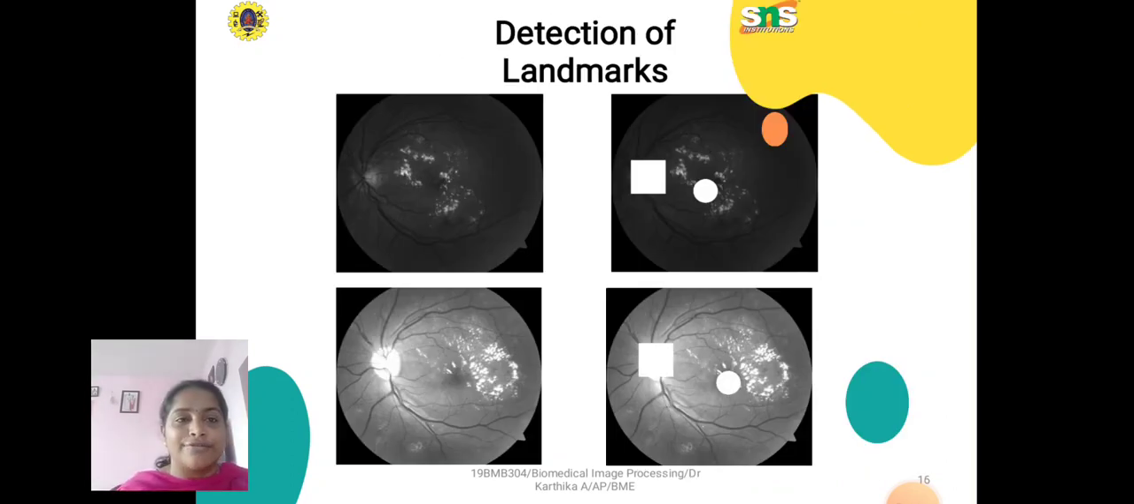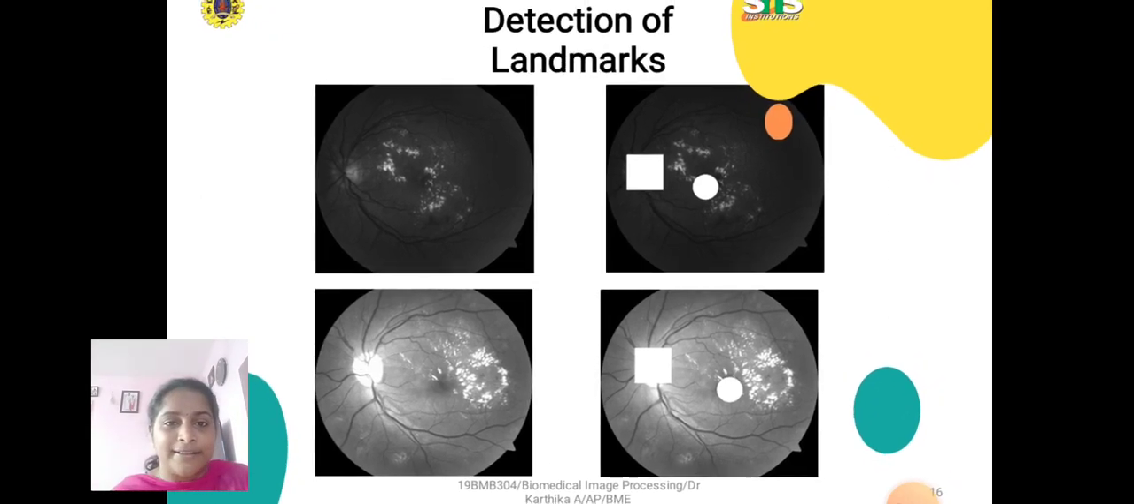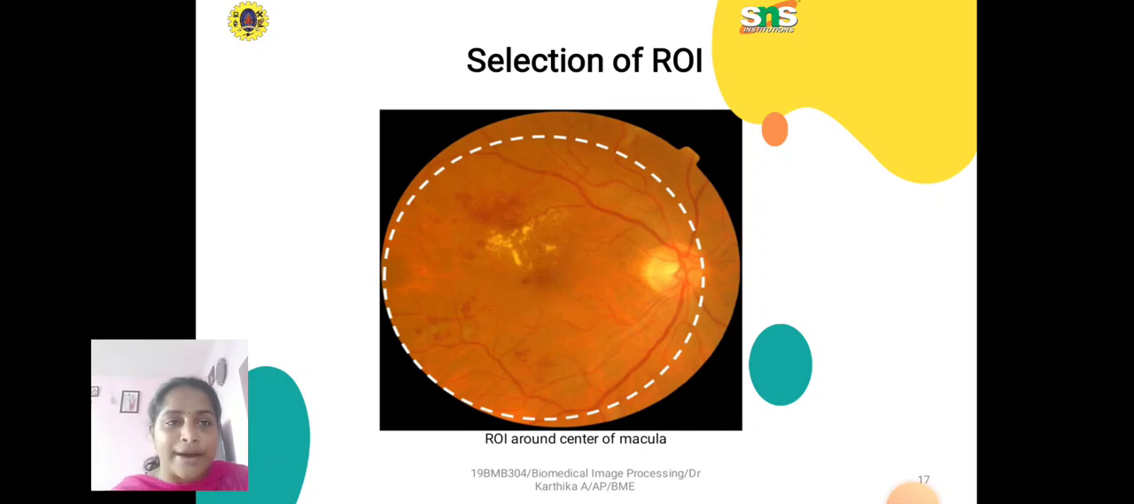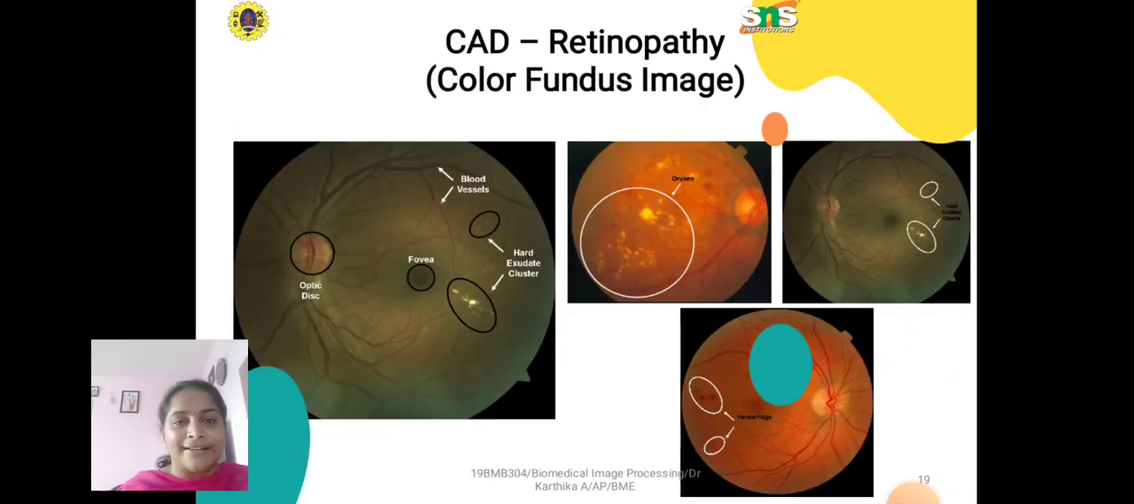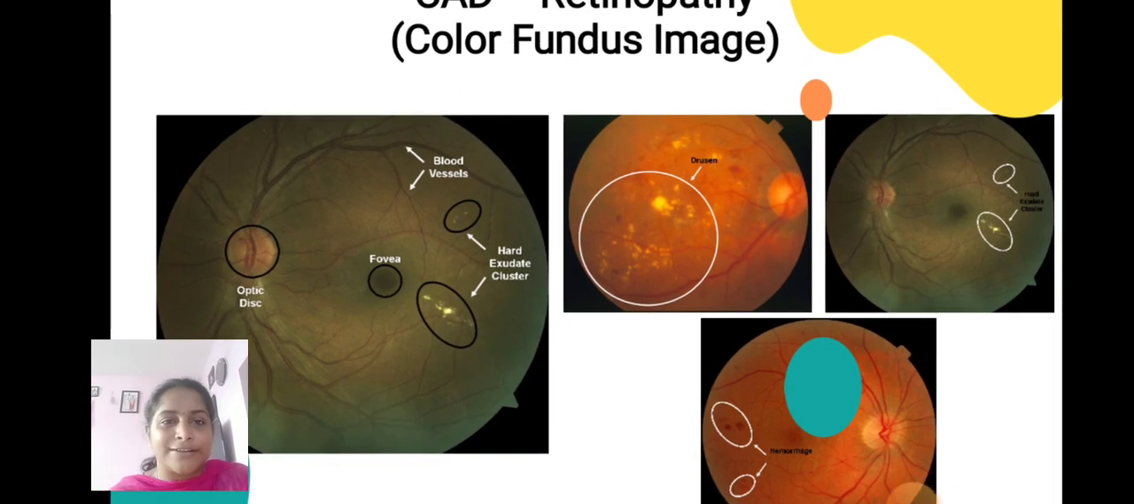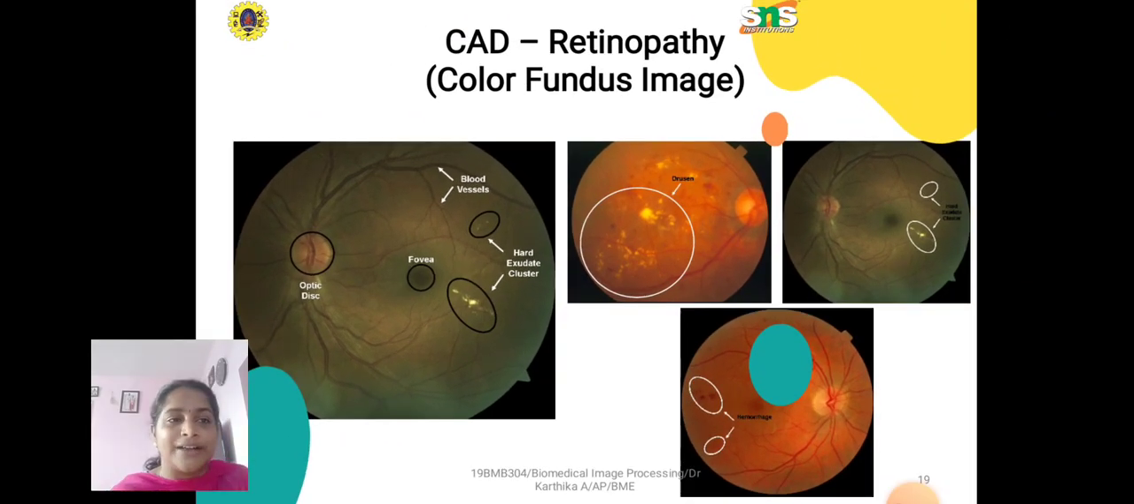Here see the detection of landmarks. See the example: selection of ROI, region of interest, and we have motion patterns. It denotes a normal ROI and abnormal ROI. We have listed the sample ROIs and motion patterns. The first top row are normal, the second are abnormal. See the differences. And here I have taken the example of CAD for retinopathy, color fundus image. See the optic disc, fovea, hard exudate cluster and blood vessels, and see the abnormalities present in the retinopathy images.